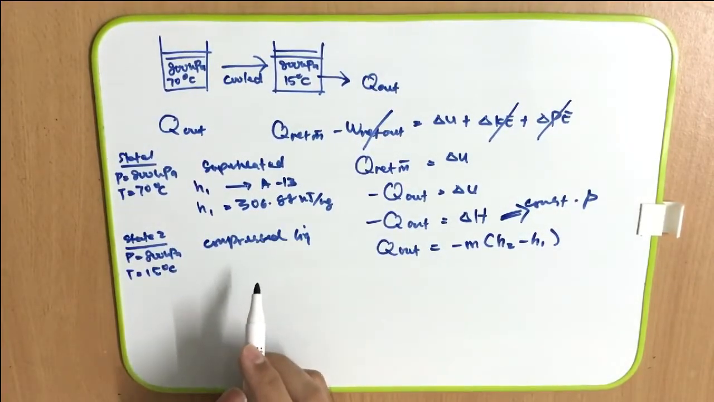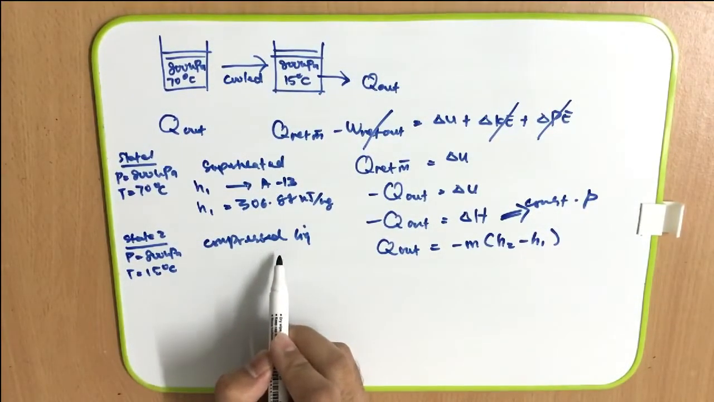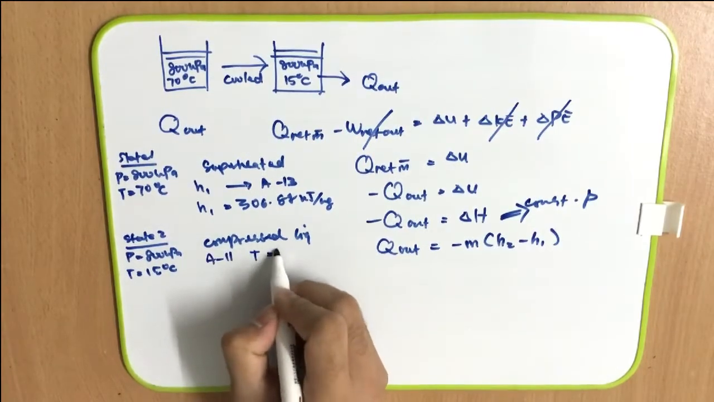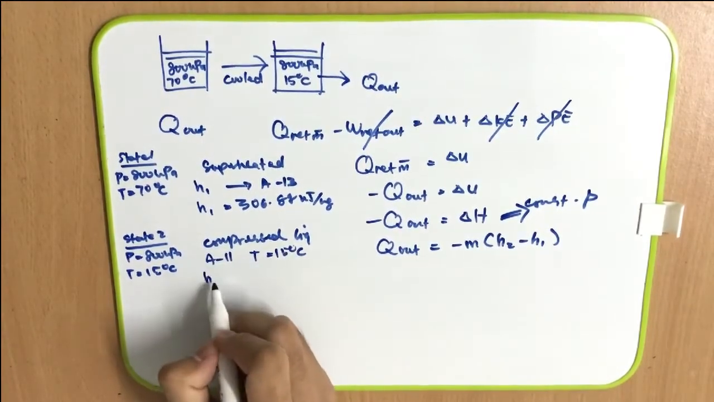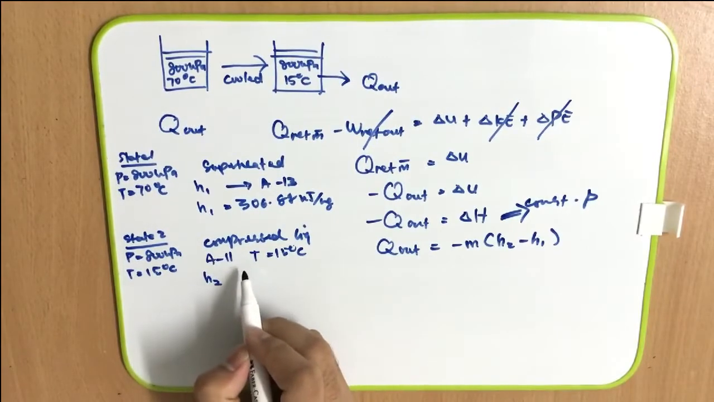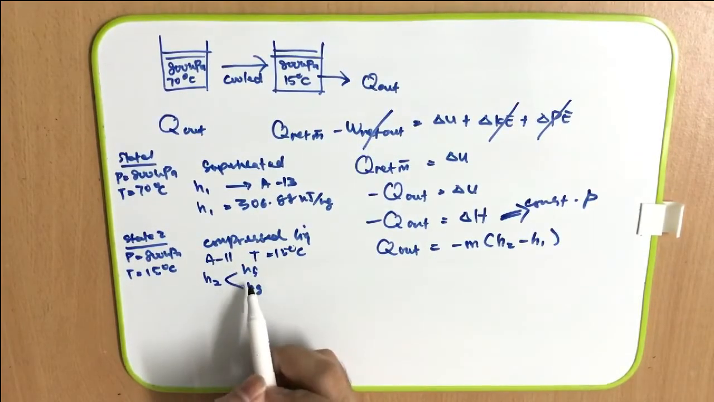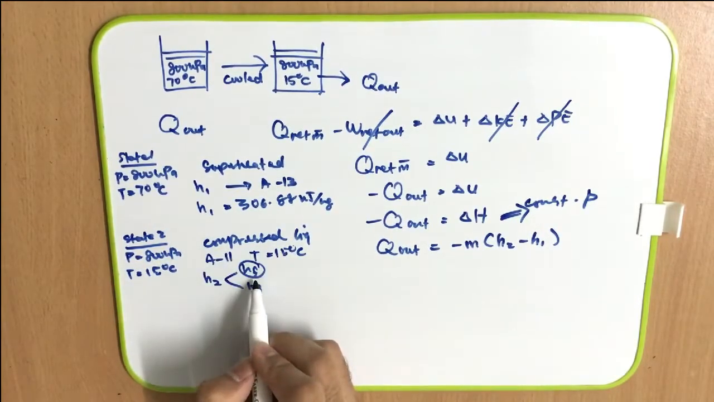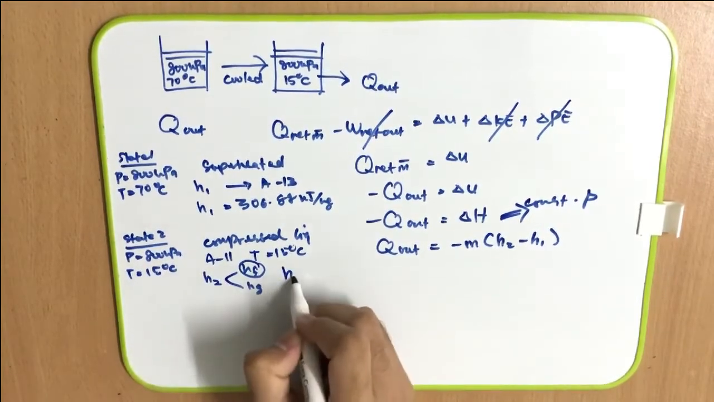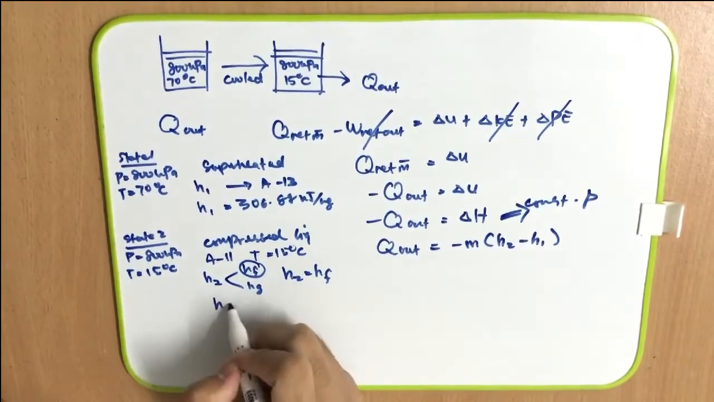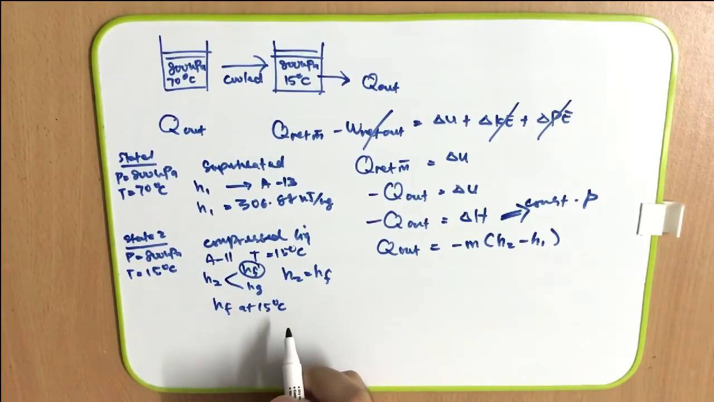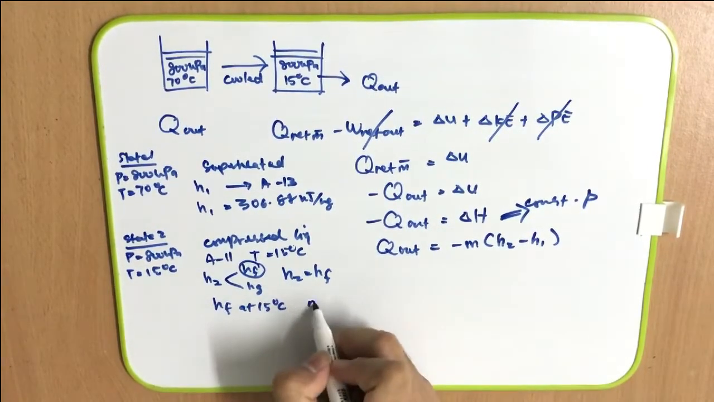But for refrigerant, there is no compressed liquid table, so we have to go to table A11, in which we refer to the given temperature, which is 15 degrees C, and we can find the H2. But in table A11, there are two H, which is HF and also HG. Because state 2 is compressed liquid, we have to use the HF. So H2 is equal to HF, and HF at 15 degrees C is not available in the table. So that is why we need to do the interpolation.